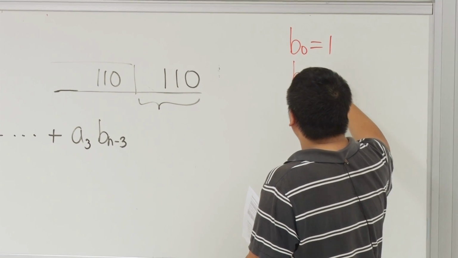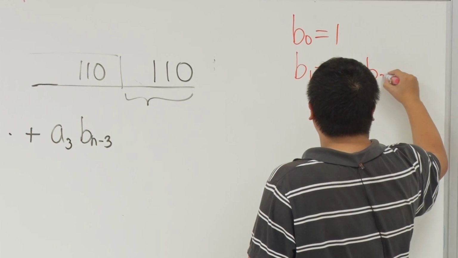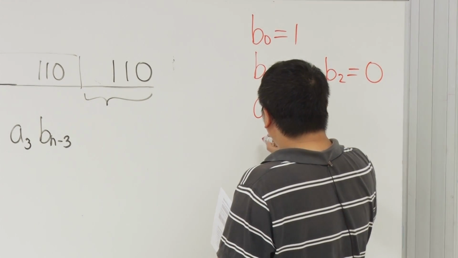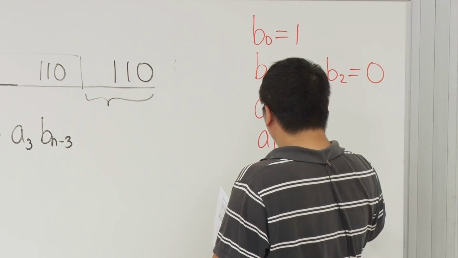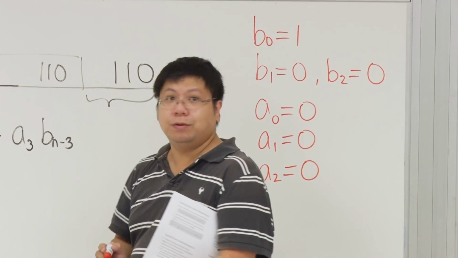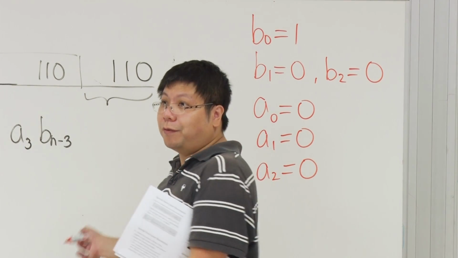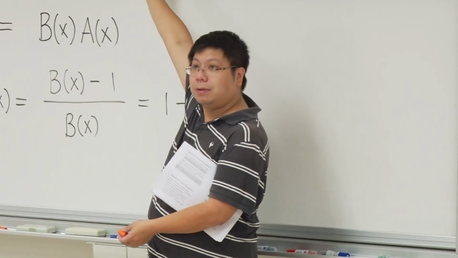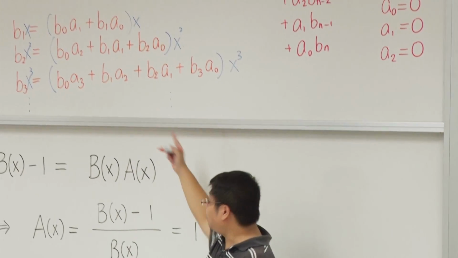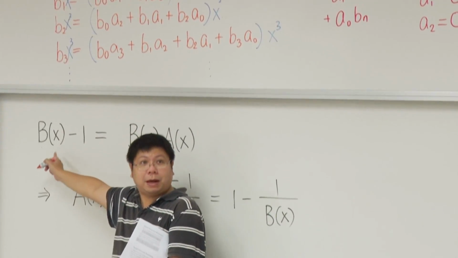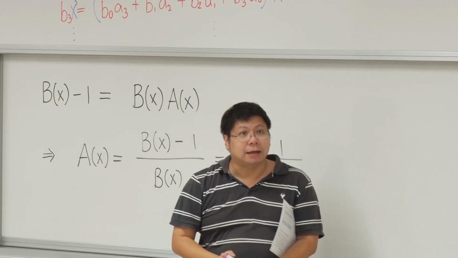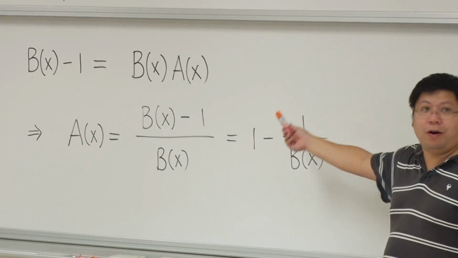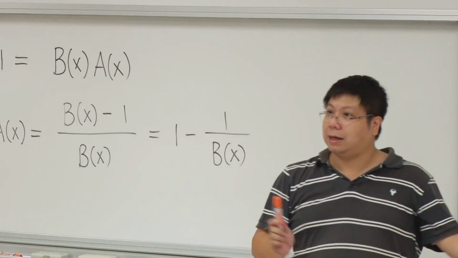We already have B1 and B2, which are both 0. And if we set A0 to be 0, A1 to be 0, A2 to be 0, then this will become a convolution. Is that okay? And then we will have the same thing we sum up. Everything is the same. So we will still have Bx minus 1 is equal to Bx times Ax. Good. So we still have the same general formula for the relationship between Bx and Ax.